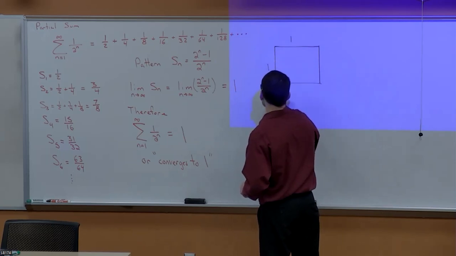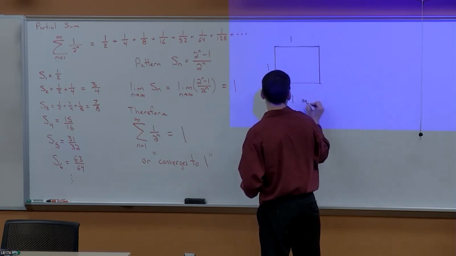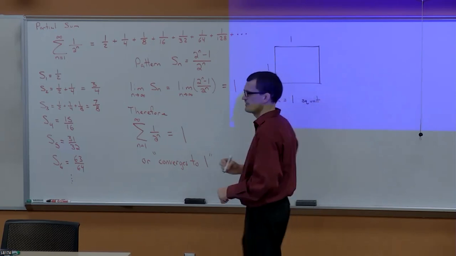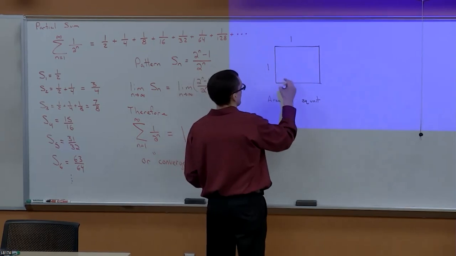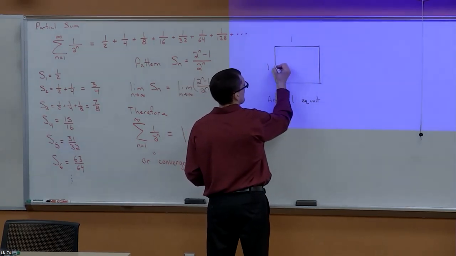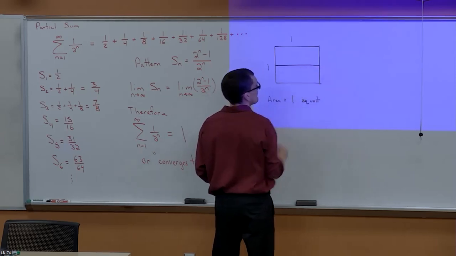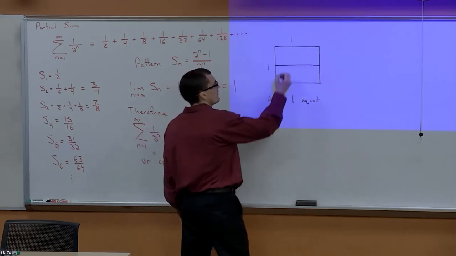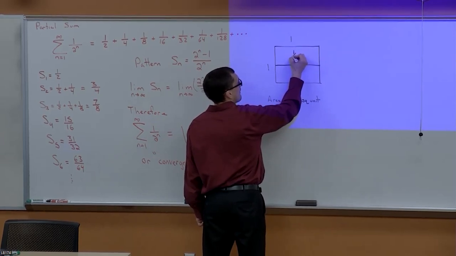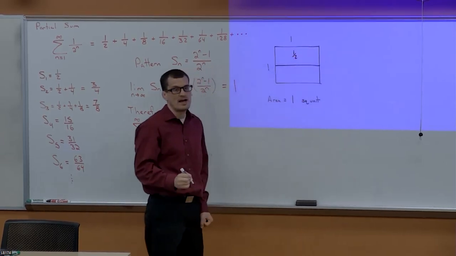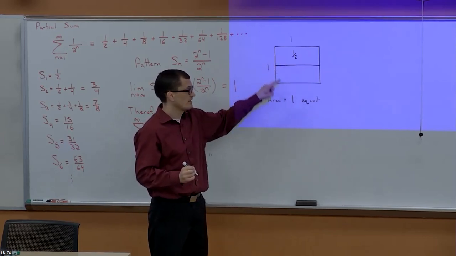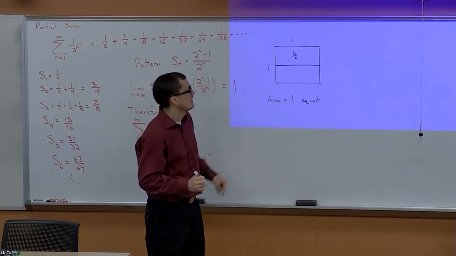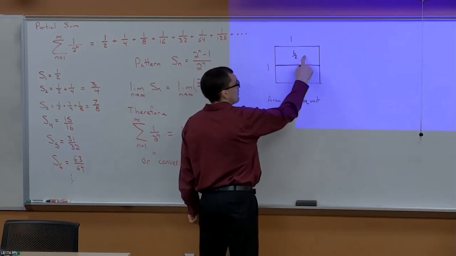So the area is equal to 1 square unit. Whatever, if it's inches, if it's feet, it doesn't matter. So area is 1 square unit. Well, what if I cut it in half? That would be a half of a square unit. So the total area of the square is one, right? Now, that part is a half.